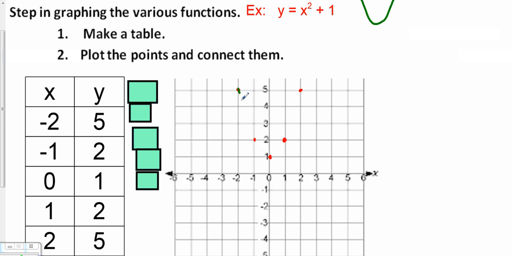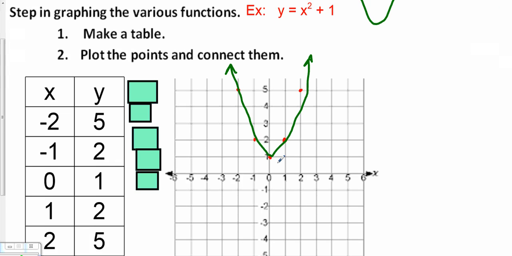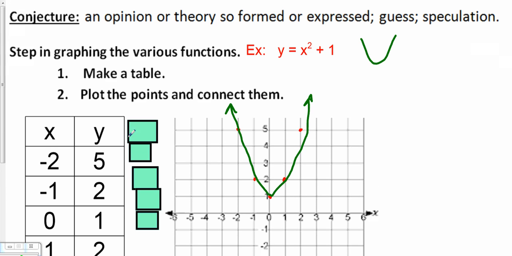I just simply connect them right at this corner. Then it turns around. This is going to continue to go up like this. So this would be the graph of y equals x squared plus 1. Notice it makes that U-shaped graph here. And it has a corner right at this spot. So that would be how to graph the functions. And that'll be it for 3.3.